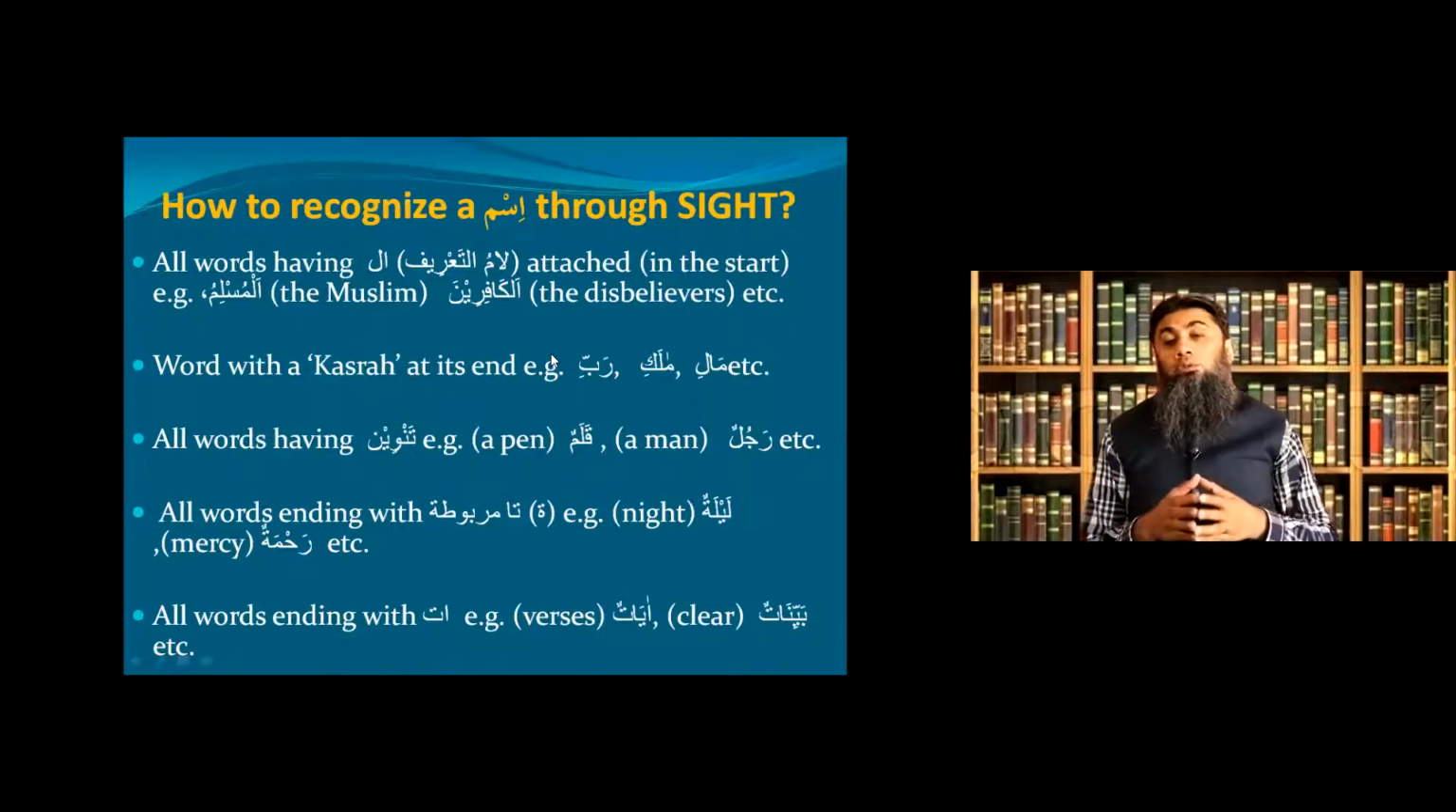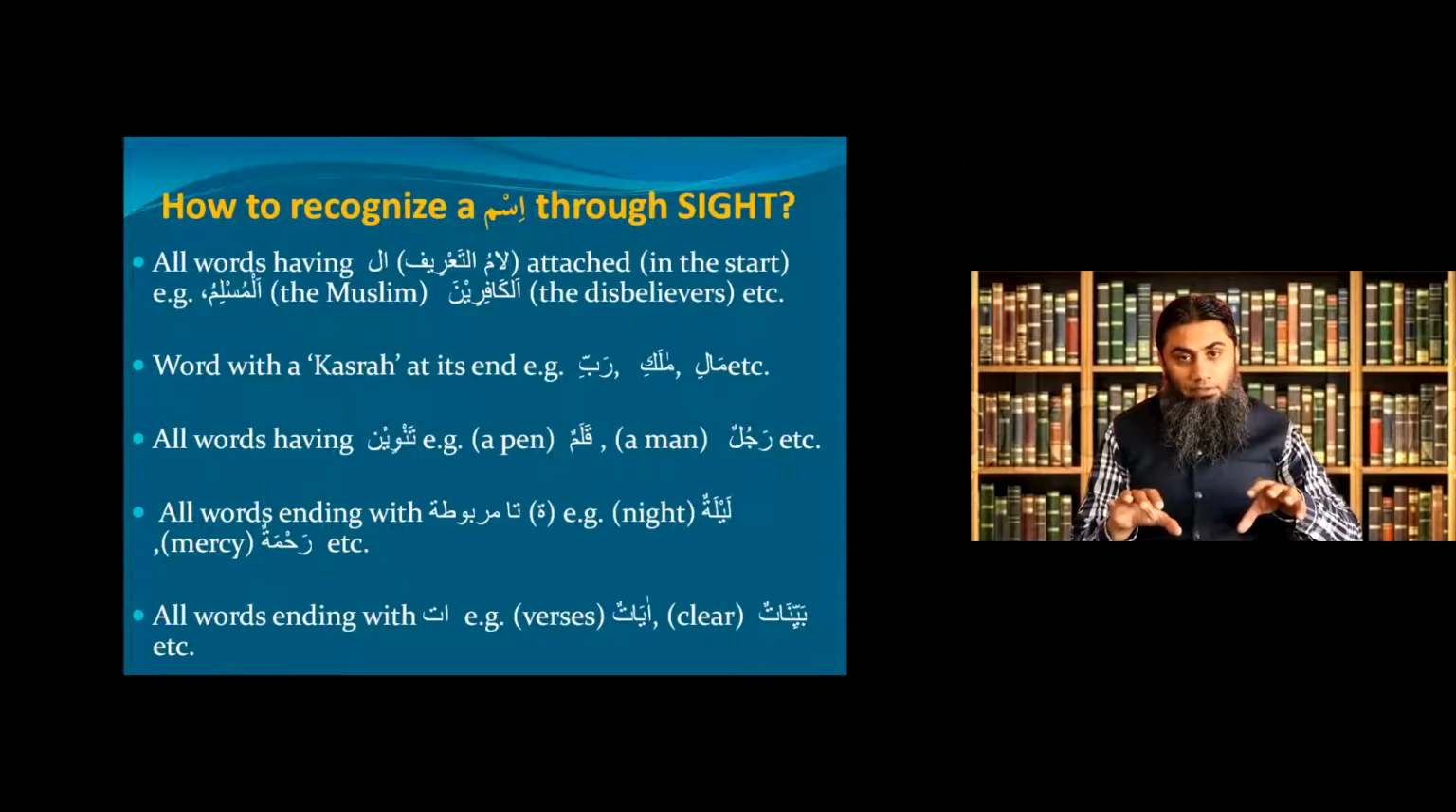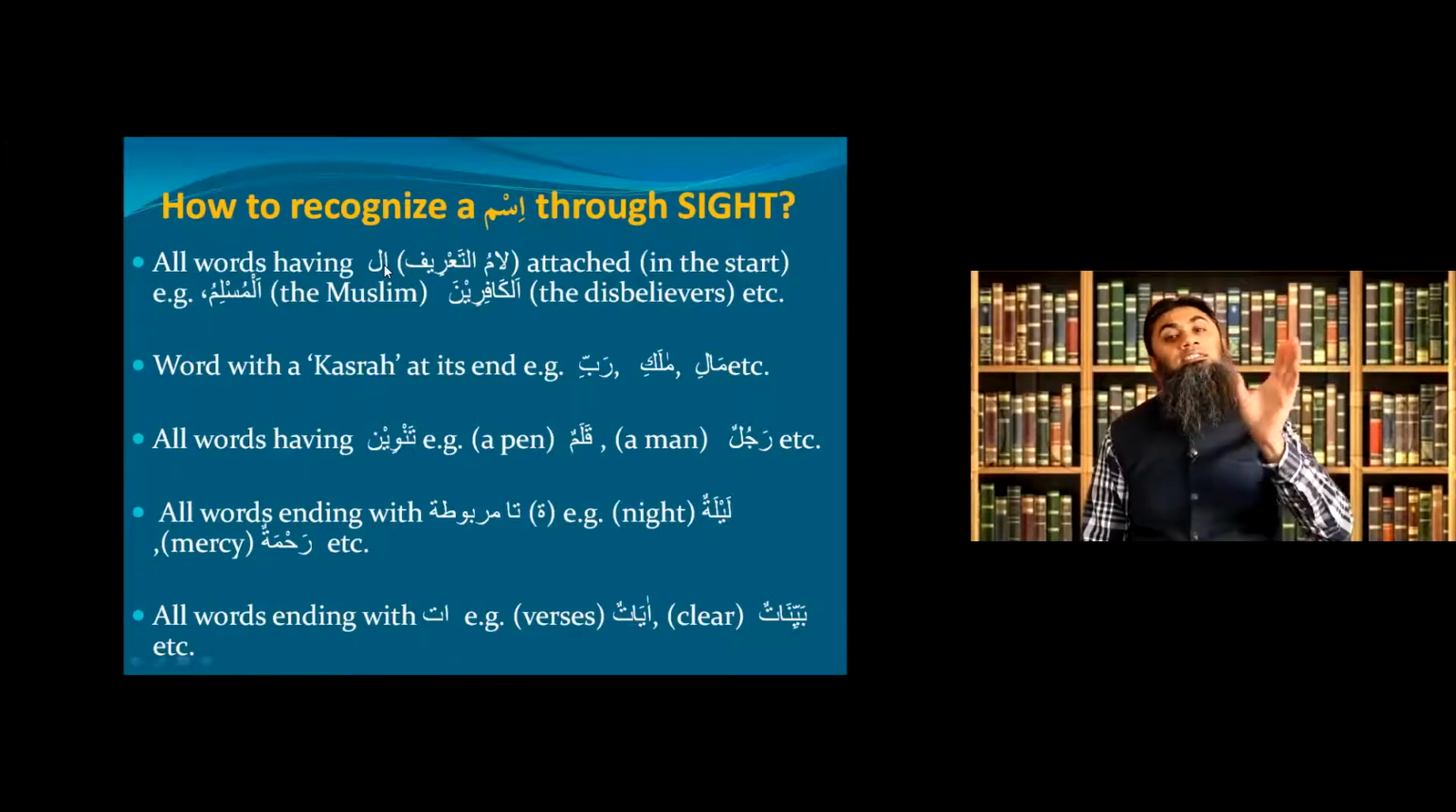Obviously, as beginner students, we don't have much vocabulary. Not a problem, inshallah. We'll build our vocabulary. But for now, I'm going to give you 5 hints. Inshallah, listen to them carefully and keep them in your mind. They will help you to spot ism from the Quranic text. Number 1, as we just studied, if any word has alif lam at the start, which is called lam at-ta'arif, which makes the ism proper, this is the sign that this word is ism.